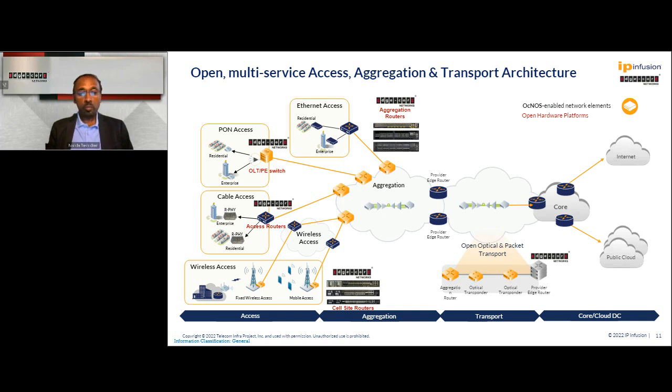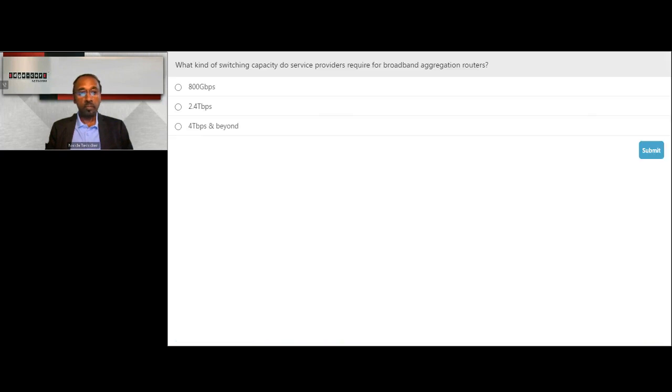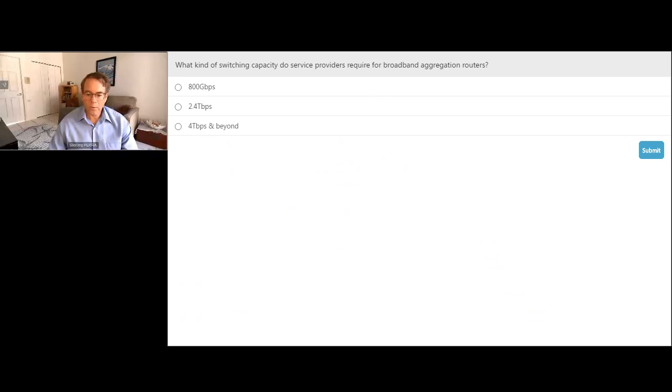So I think next we have a poll coming up before we move on to the software. Yes, that is right. Thanks to both of you. So let's take the poll question and see what comes in, and then we'll continue with the presentation. For the audience, you should have the poll question up, and it is: what kind of switching capacity do service providers require for broadband aggregation routers?